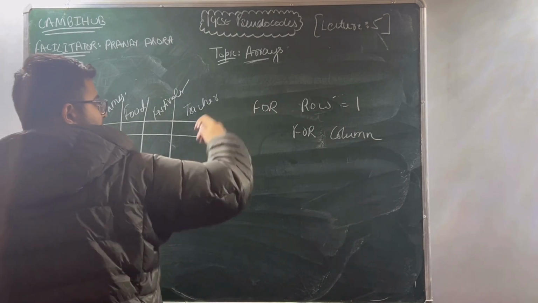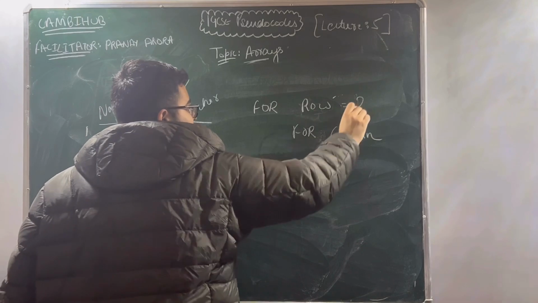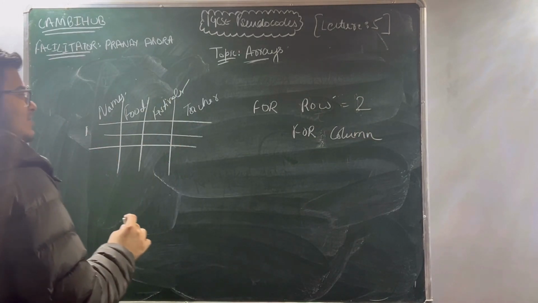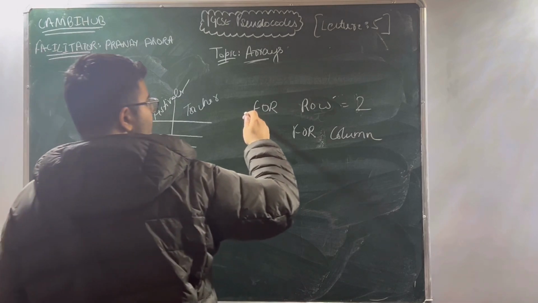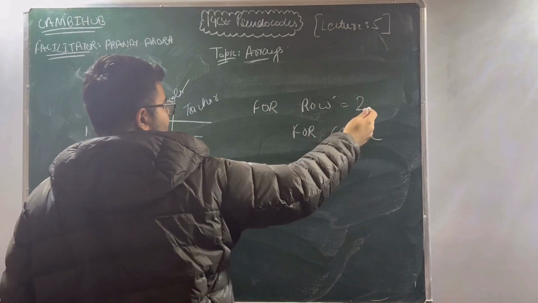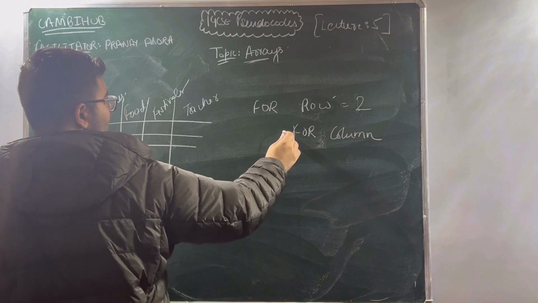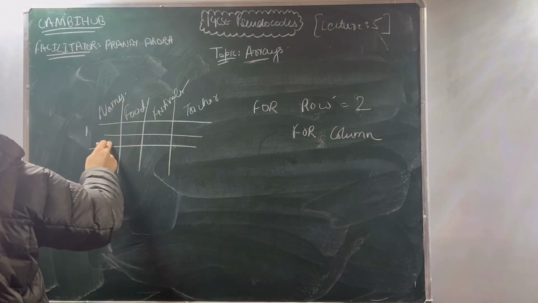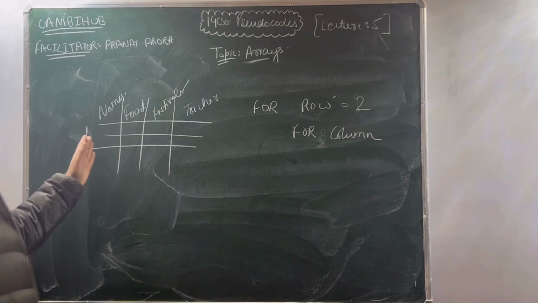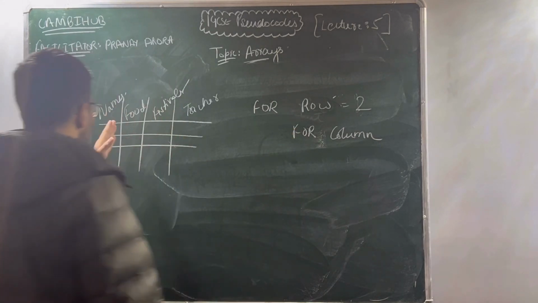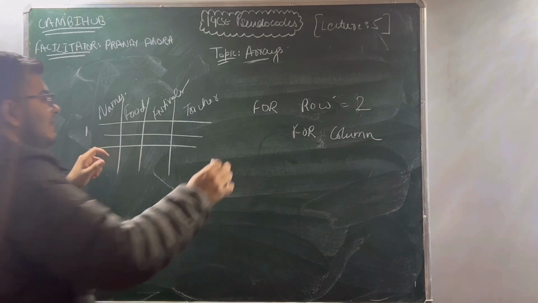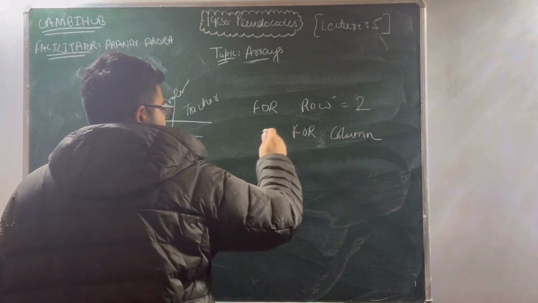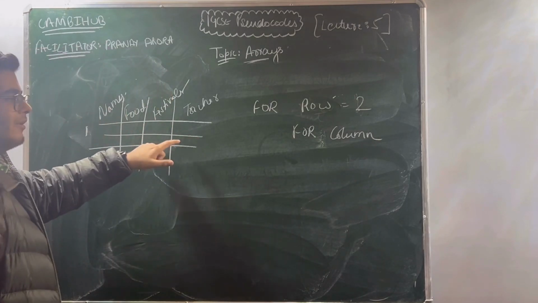Then the outer loop repeats and the row's value is 2. So now we'll store data for the second row. Now the inner column counter will run. The column counter will be 1, so it stores data for the first column. Then this inner loop repeats, it stores the data for the second column, then the third column, and finally the fourth column.